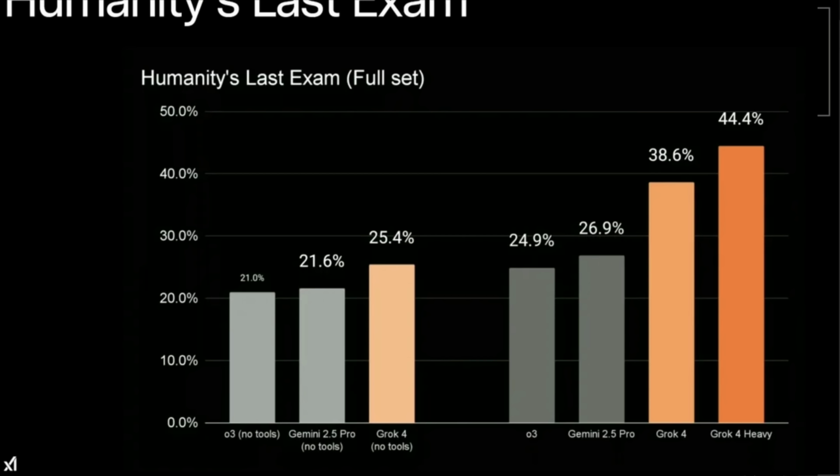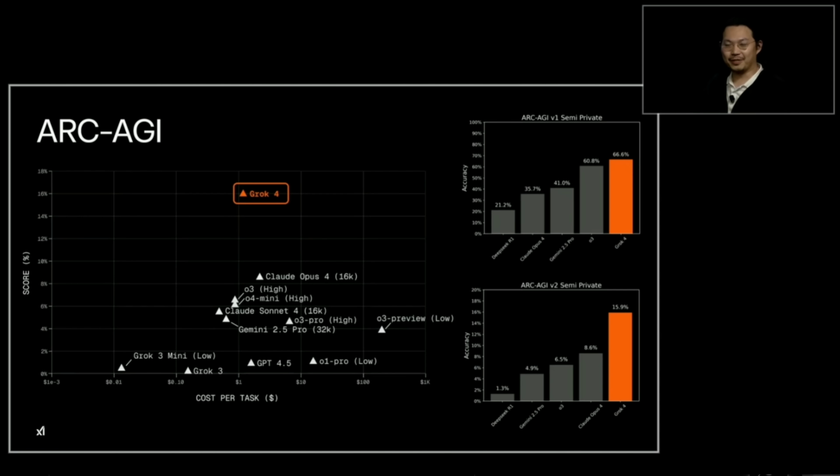But honestly, that's not even the scariest graph they showed, because a PhD exam still tests knowledge. What about a test of pure, raw intelligence? There's a benchmark called ARC-AGI. Forget memorizing facts. This is designed to test an AI's ability to solve novel problems it has never seen before. It's a measure of abstract reasoning, a key ingredient for true artificial general intelligence. So how did Grok do on that?